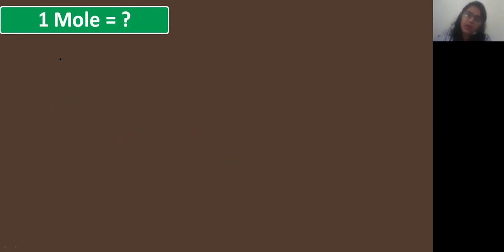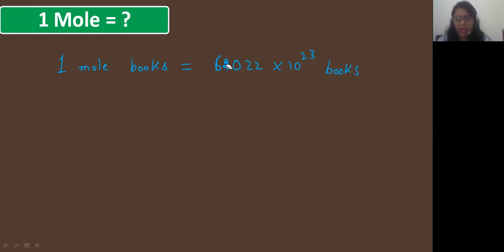Now, suppose I ask you, 1 mole of books. How many books do I get? Tell me the answer for 1 mole of books. It is nothing but 6.022 into 10 raised to the power 23 books. You are going to get 6.022 into 10 to the power 23 books.